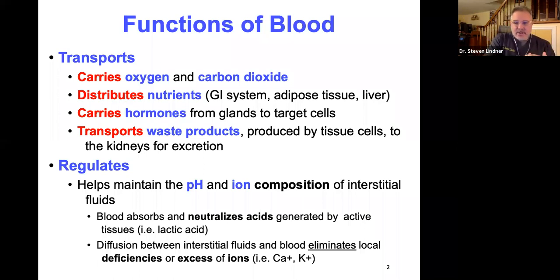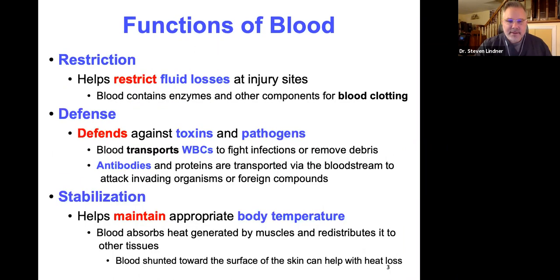Red blood cells are known as erythrocytes, and they're going to be carrying oxygen and gases and carbon dioxide and nitric oxide. Blood will distribute nutrients to all the cells and tissues of the body. They're going to carry and transport hormones to different cells and tissues and organs of the body, and they will transport waste products. They can help get rid of toxins from the body. They're going to regulate pH of the body.